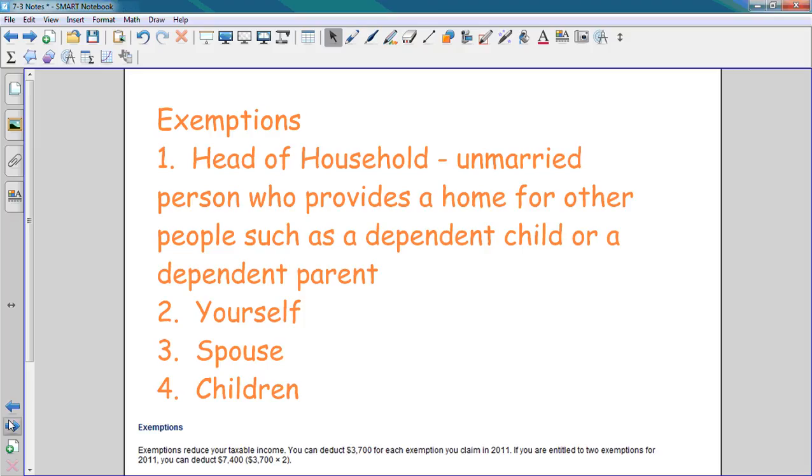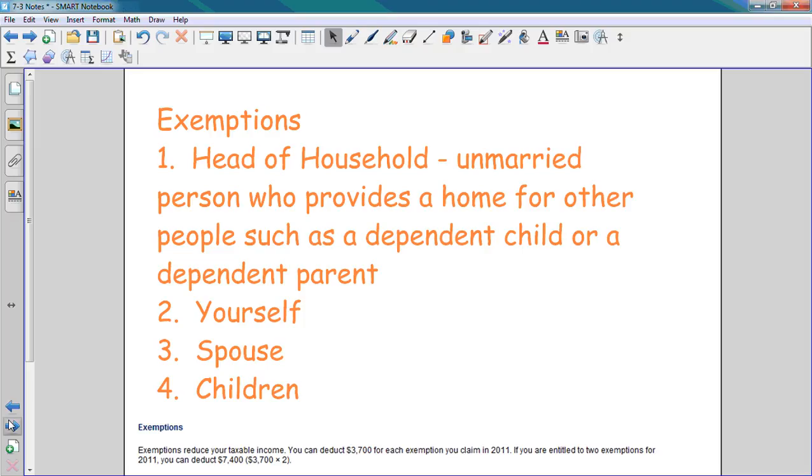Okay, exemptions. Now, when you took out the deductions, you're going to take the higher of the standard deduction or the higher of the itemized deduction. After you take that out, then you have to take exemptions. Well, exemptions is basically all determined on dependents.